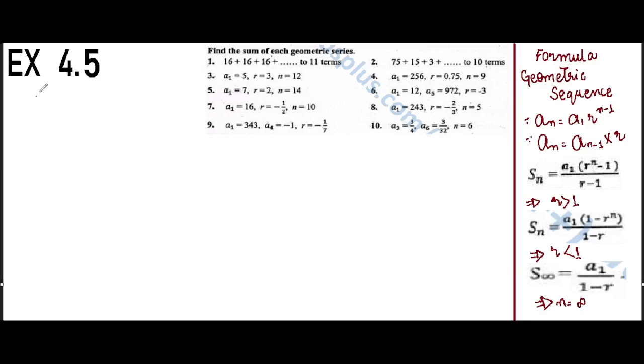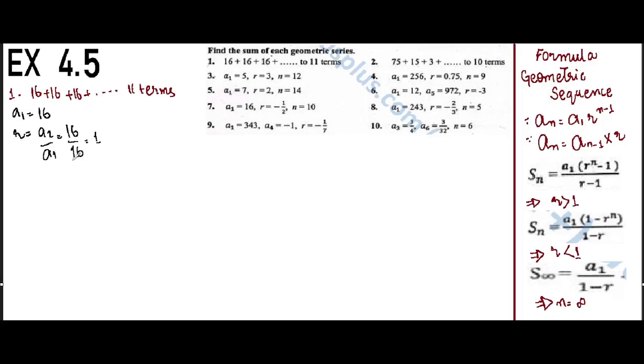So question number 1 is, let's write it, 16 plus 16 plus 16 up to 11 terms. Okay, so we have a1 equals 16. Let's see what we need for this formula. First of all, let's find r. r equals a2 by a1. a2 is 16, a1 is 16, so 16 by 16 equals 1. So r equals 1, and there is no formula for r equals 1, so we can use any of these two. But we can see that if r equals 1, then 1 minus 1 equals 0, and this whole sum equals infinity because it is divided by 0.